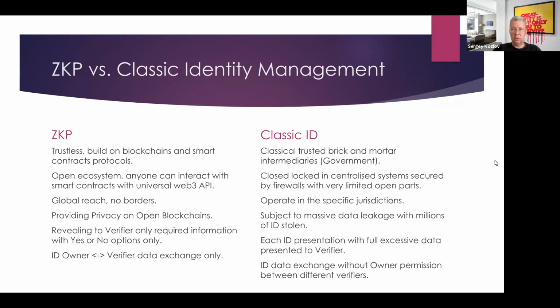At global reach, we can provide privacy on blockchains with zero knowledge, versus classical ID, which is subject to massive data leakages with millions of IDs stolen. With each ID presentation, we give full access to the data to the verifier. Here in the zero knowledge proof, we reveal only the needed part, answering the question yes or no. And of course, we are the owner of the data.